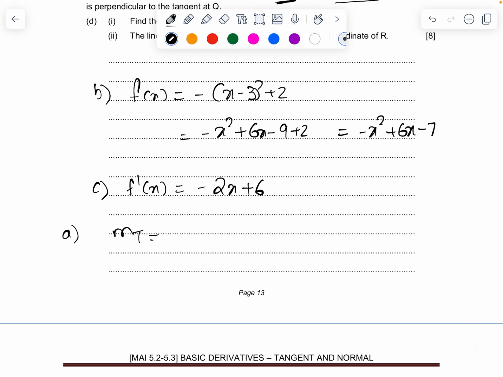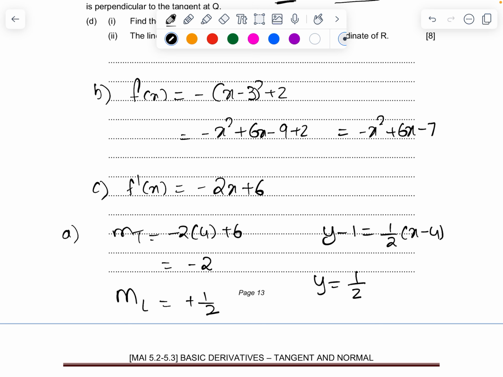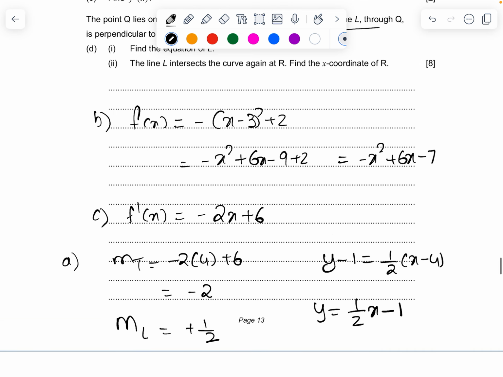So gradient of the tangent is -2 times 4 plus 6, which is -2. So gradient of the line L will be plus 1 upon 2. Now the equation will be y minus y1 equals m times x minus x1. So y equals half x minus 1. That's going to be the answer.